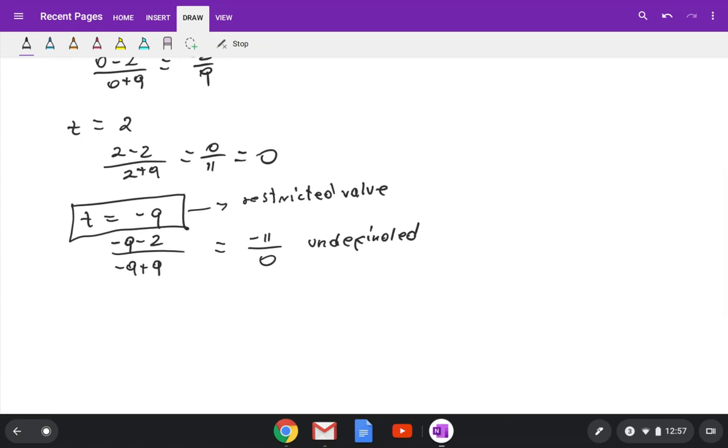For B, I just did that. They're asking you to identify the restricted value. So the restricted value is the value for which the equation cannot be solved. So like you see, when t was equal -9, we were not able to solve that. We end up with -11 over 0, which is undefined. So t equal -9 is the restricted value.